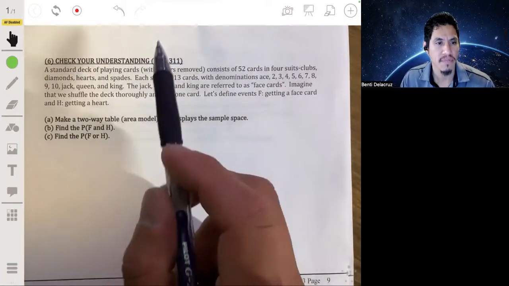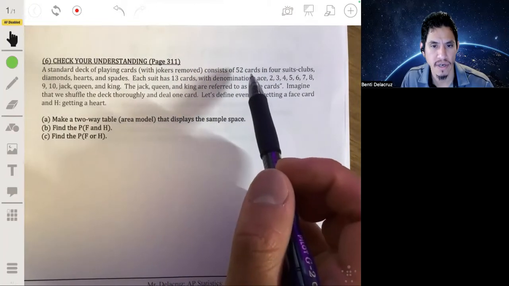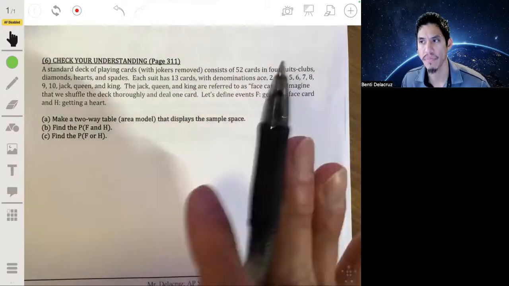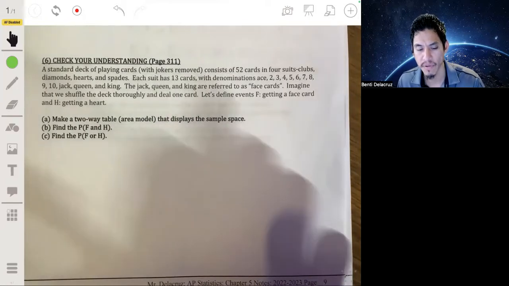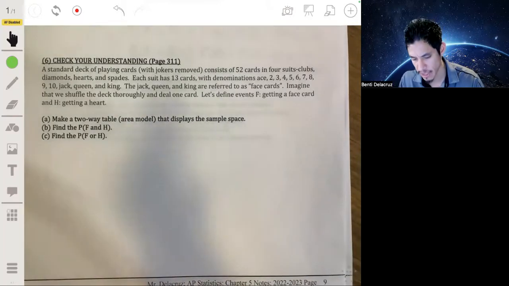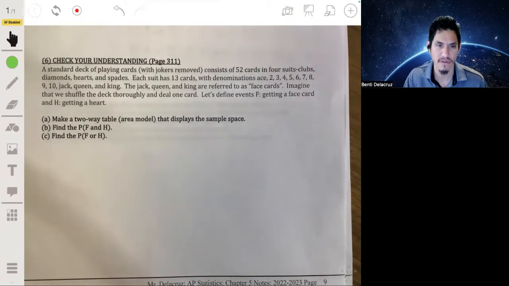Okay, so we got a standard deck of playing cards, the jokers removed, consists of 52 cards. Just make sure, for your own sake, you know what a standard deck of cards comes with. If you don't know, practice. Play poker, or play something with your friends today or tomorrow or whenever. Make sure you know that's 52 cards.